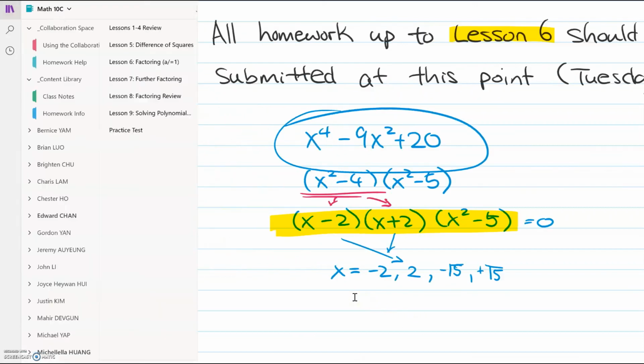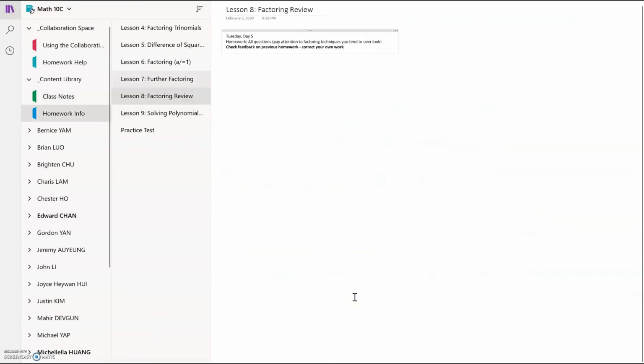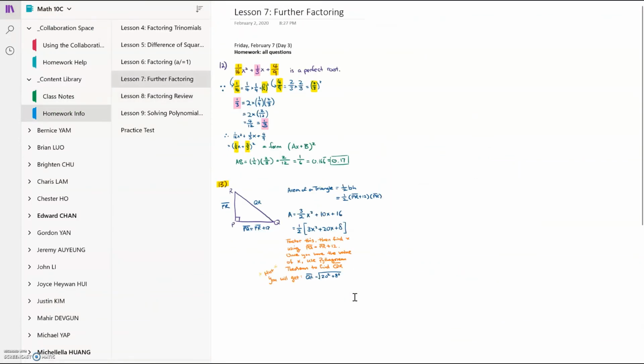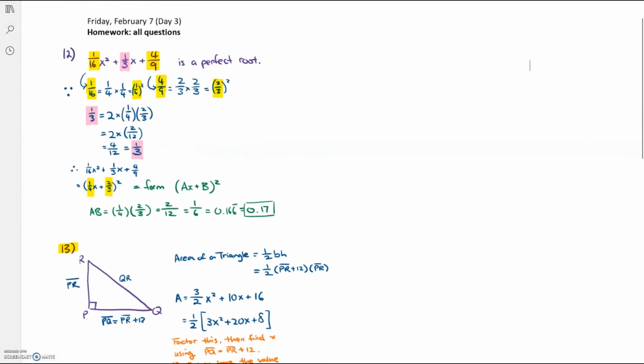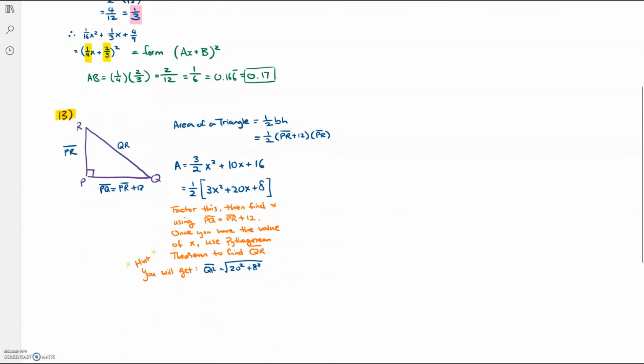All right, besides that, I also want to bring to your attention under your homework info for lesson 7, I have posted the solution to number 12, and I've also posted a hint to number 13. I think from this point on, you should be able to solve for what x equals, and then also going back and using the Pythagorean theorem to solve for what your lengths are. Okay, so give that a try. Let me know if you have any questions.